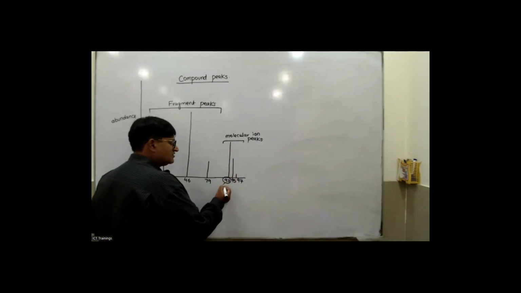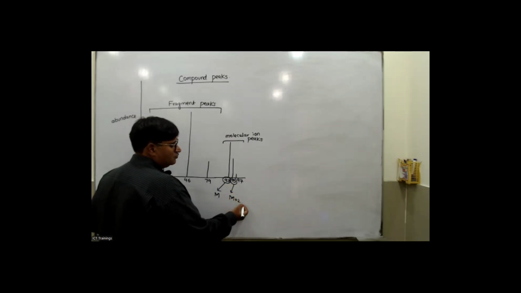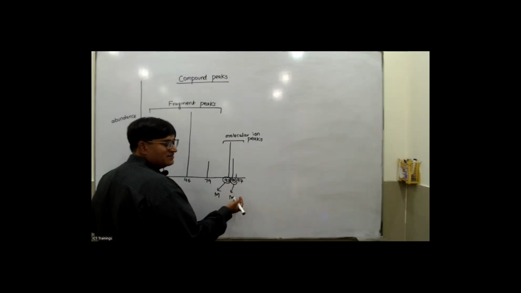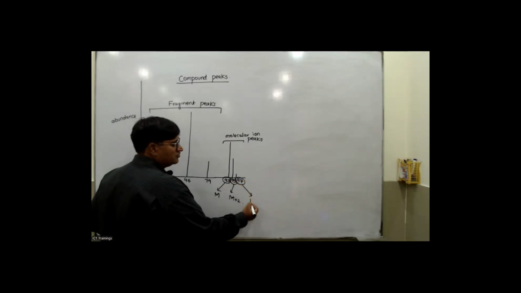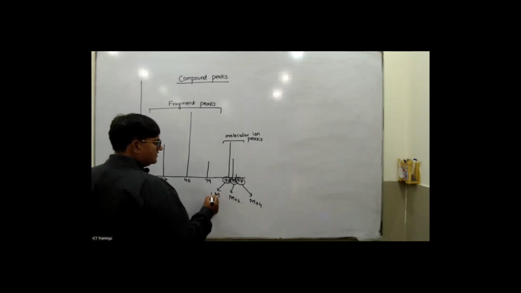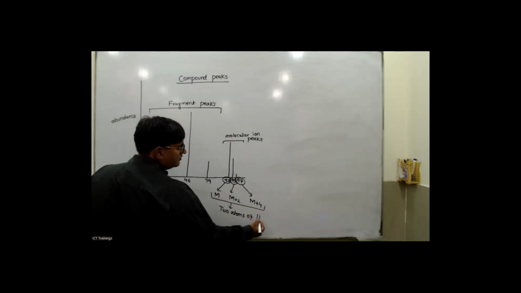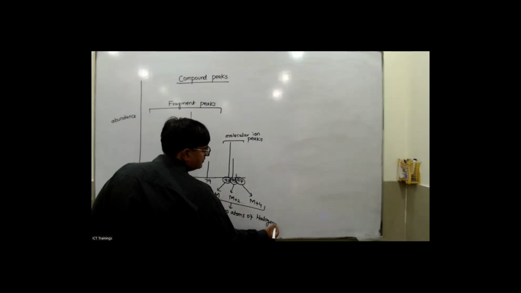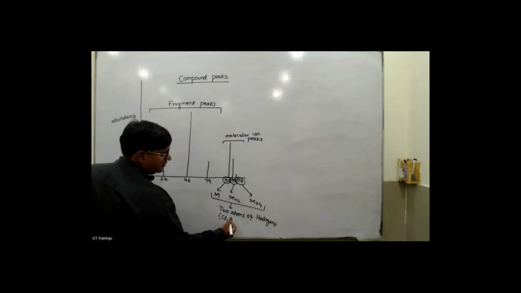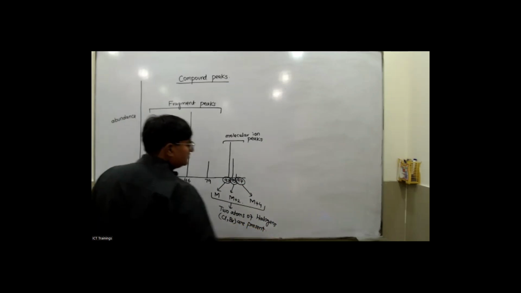The first one is called the M peak. The second one has a difference of 2, so this is called the M plus 2 peak. And 93 and 97 have a difference of 4, so this is the M plus 4 peak. If you got M, M plus 2 and M plus 4 peaks in a compound, it means two atoms of halogens, chlorine or bromine, are present. Did you get it?